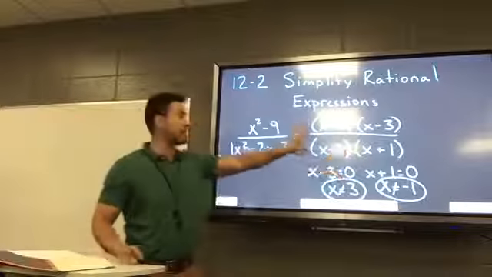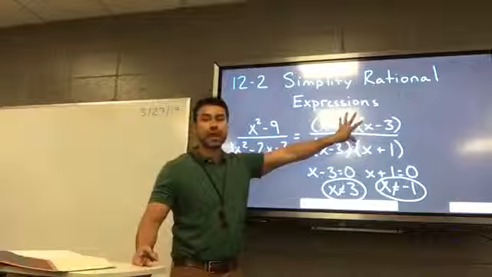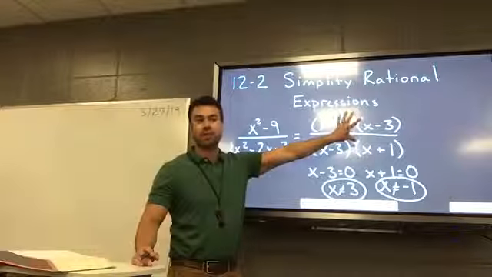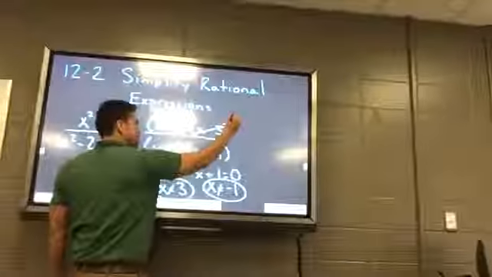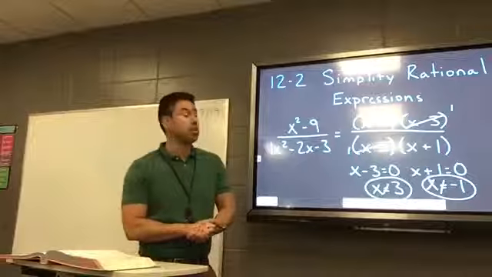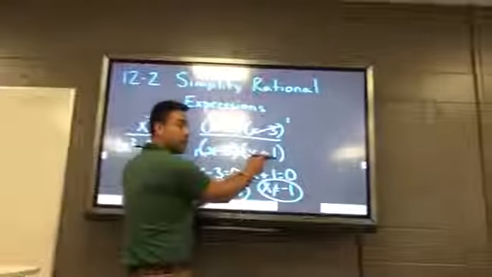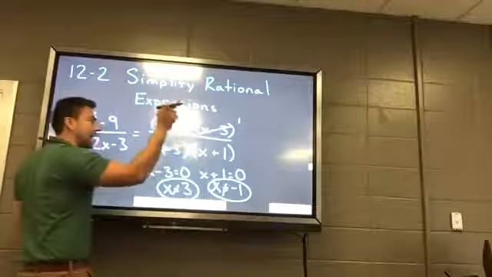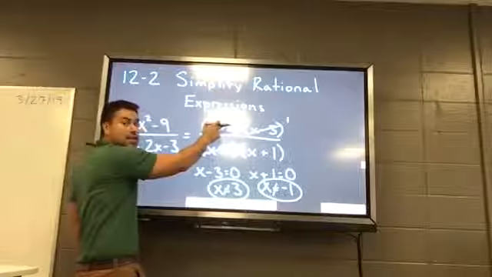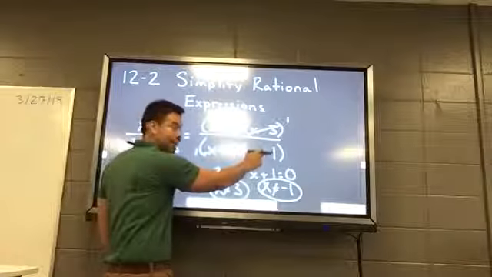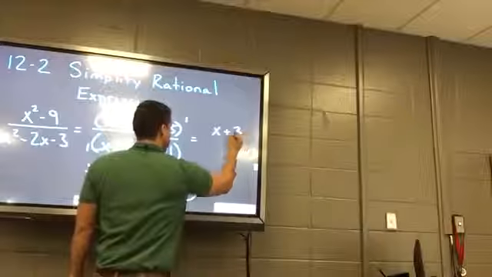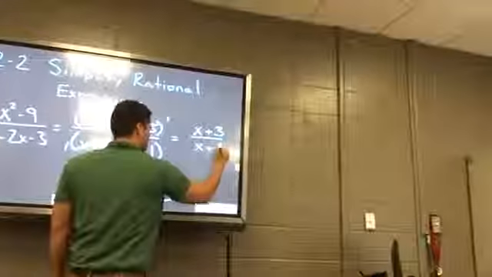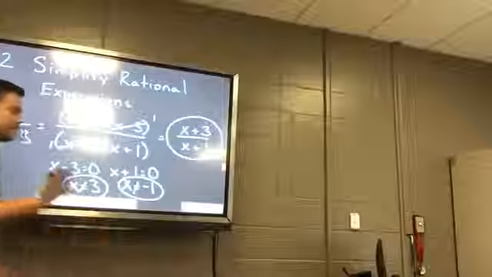The other part is to get this as simple as you can. Can anything cancel out in this fraction? X minus 3 over x minus 3 equals 1 over 1. Anything else cancel out? No. The only way to cancel out x plus 1 is if I had x plus 1 up here. The only way to cancel out x plus 3 is if I had x plus 3 down there, and I have neither of those situations. So my simplification is x plus 3 over x plus 1. That's it. That's as simple as it gets.